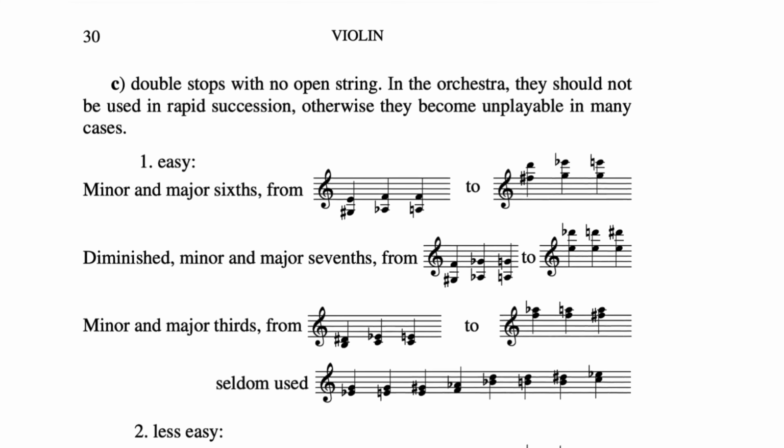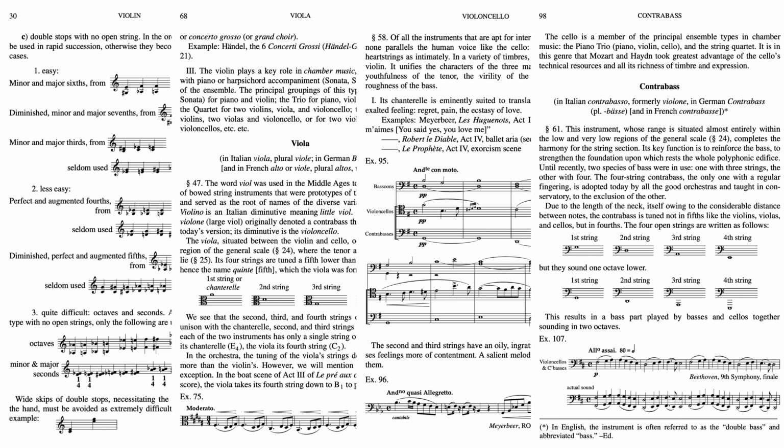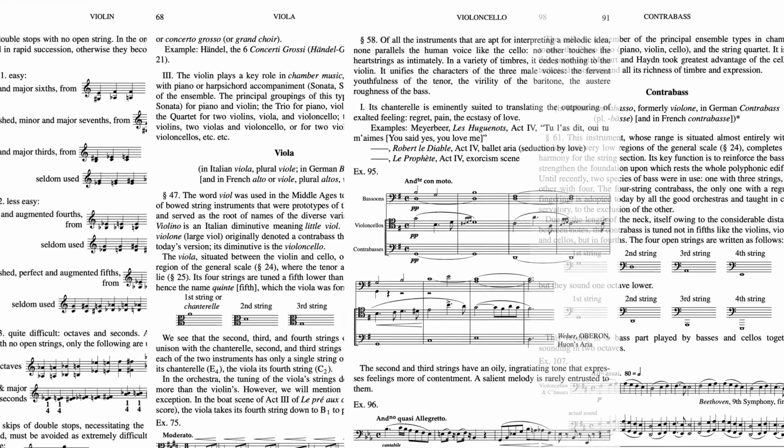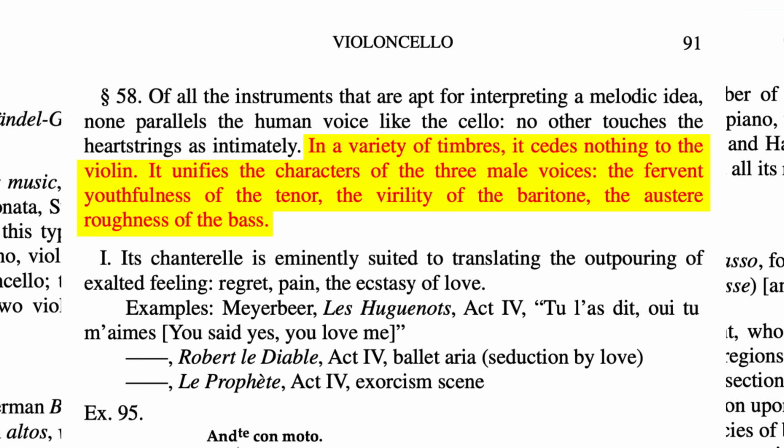The real nitty-gritty starts in Chapter 3, with the aforementioned pages on violin, which is used as the exemplar of technique for the whole string section, after which each successive member is considered in comparison, stronger or weaker according to their attributes. There are sentences here worthy of framing, such as, "In a variety of timbres, the cello cedes nothing to the violin. It unifies the characters of the three male voices, the fervent youthfulness of the tenor, the virility of the baritone, the austere roughness of the bass."